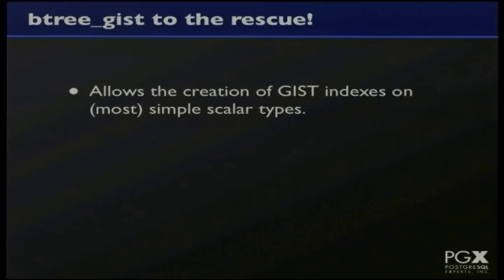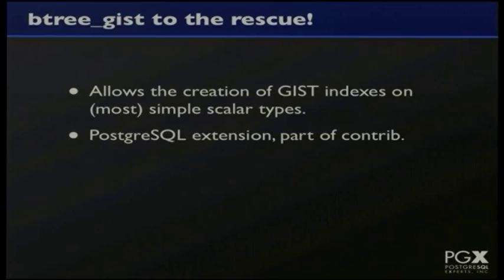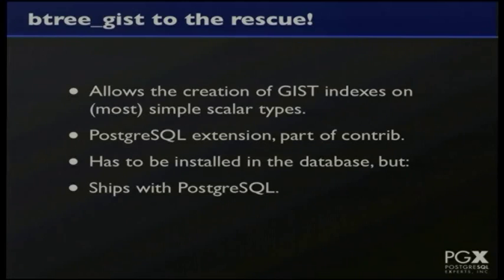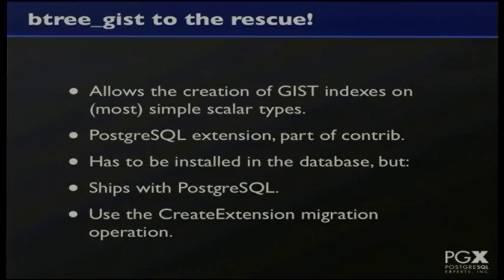Fortunately, there is a contrib module in Postgres called btreegist that allows you to create gist indexes on simple types. It's an extension, it's part of contrib, so if you're using something like Debian packaging, it's there for you. It has to be installed with the database, but it ships with PostgreSQL. This isn't something you have to Google up on the internet to find. So if you use the CreateExtension migration operation, you can just add it to your database.